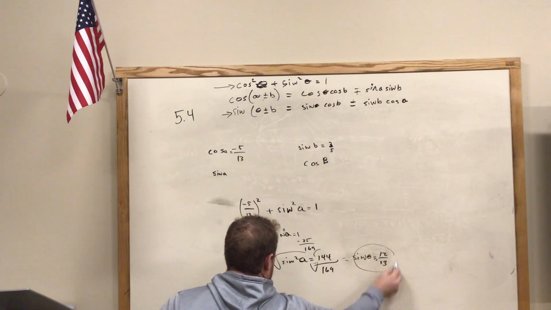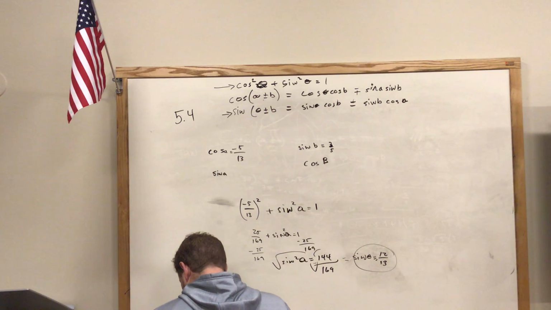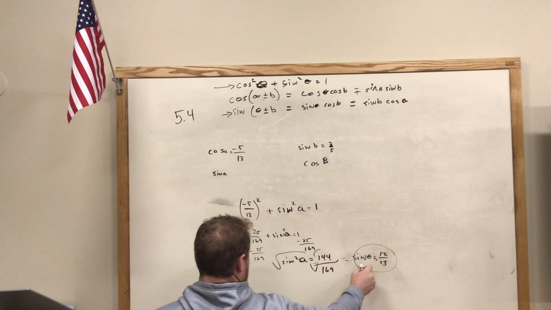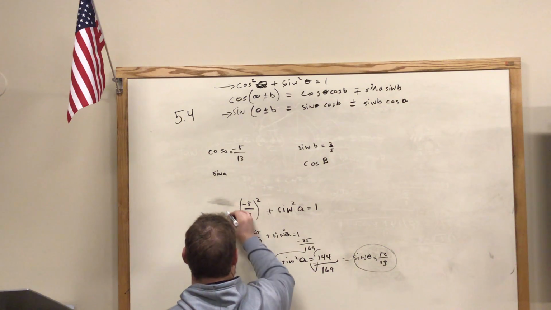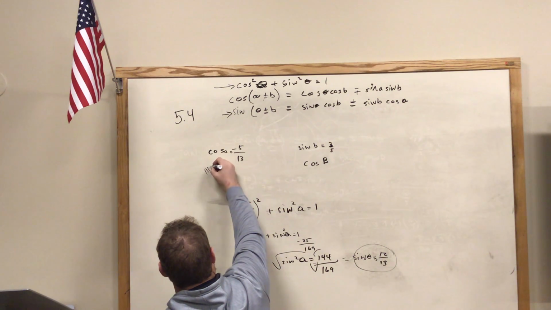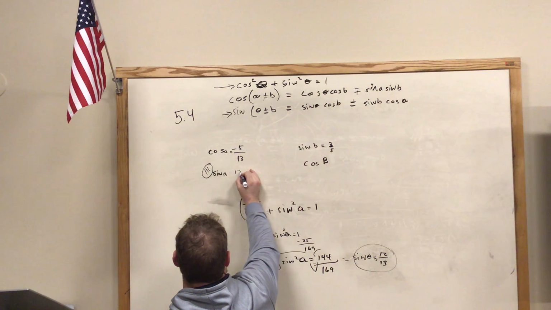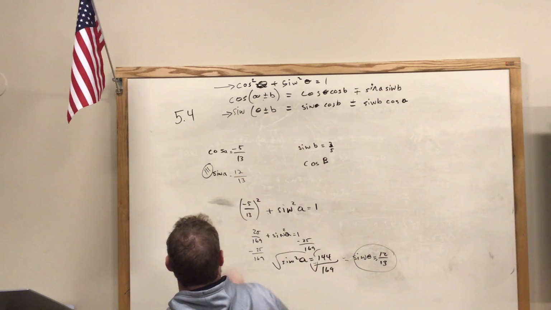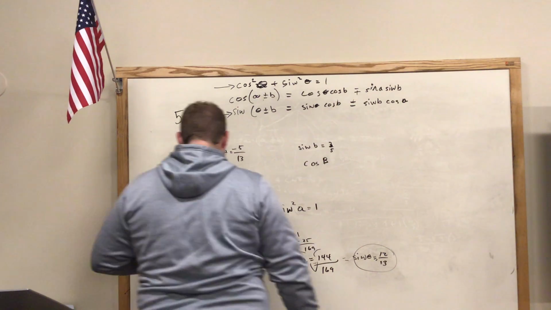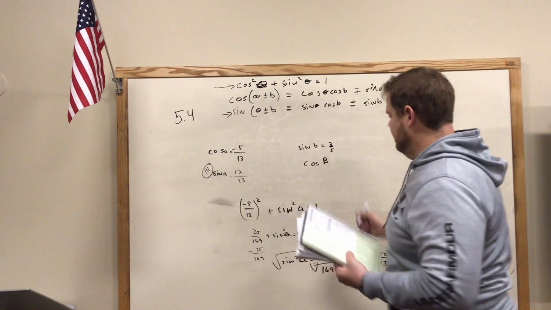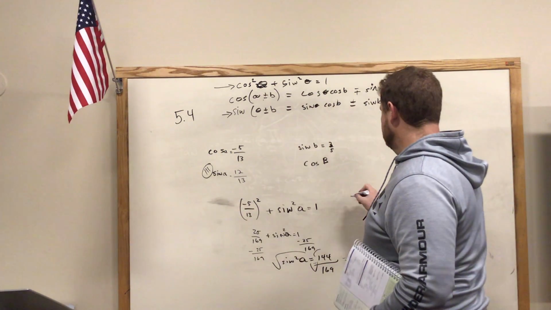Good so far? Why is it negative? Because it's in the third quadrant, where everything is negative. So sine A is negative 12 over 13. What's B going to be? How do we solve B? Use the same function, plug it in.